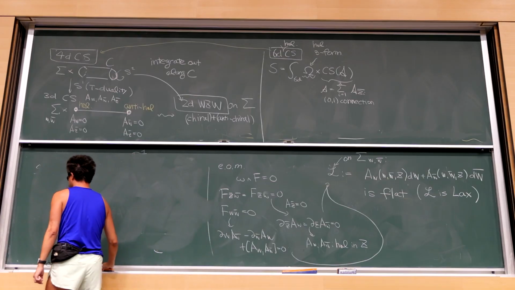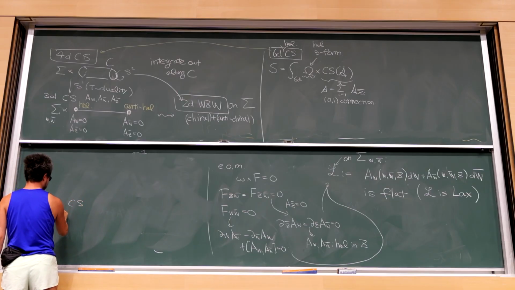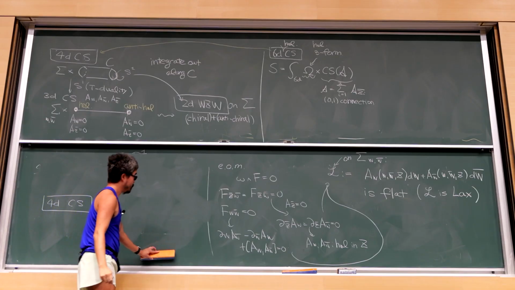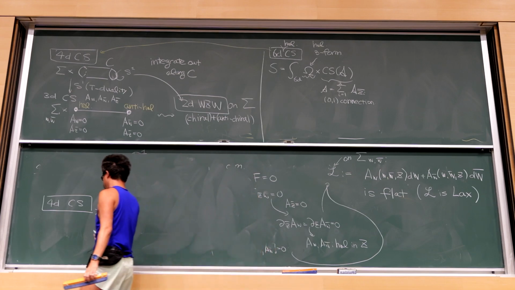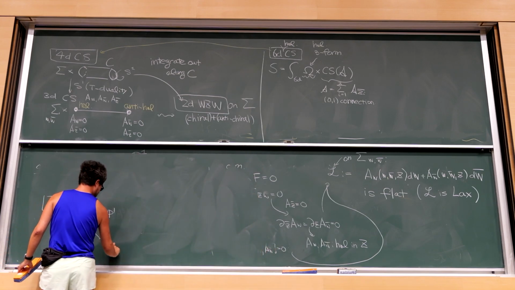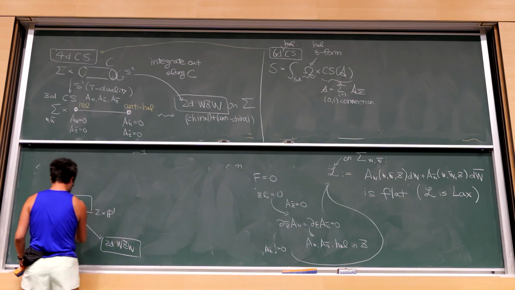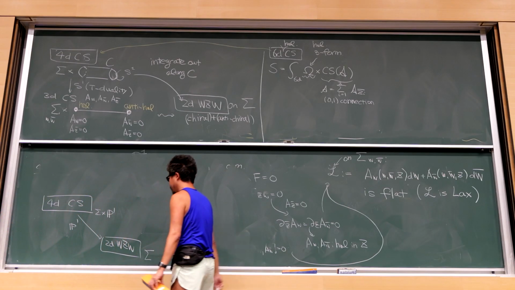So that's where I can come back to the diamond. 4D Chern-Simons on sigma times C, but P1 with some puncture. What I described so far is that this goes to 2D WZW, and this is the reduction along P1. And this is defined on sigma.